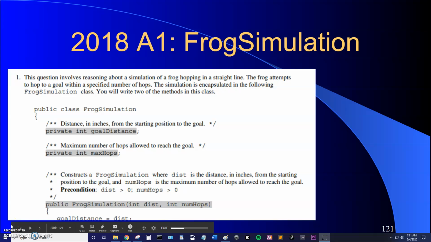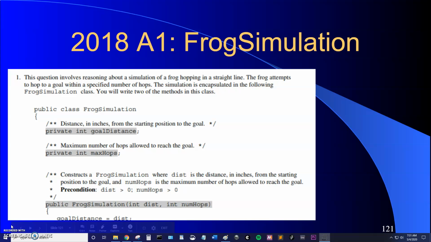Hey, Mr. Simon here. We're going to look at a couple of method and control structure FRQs from the last couple of years. And let's start with the frog simulation. This is from the 2018 exam. This was the first question, first FRQ.